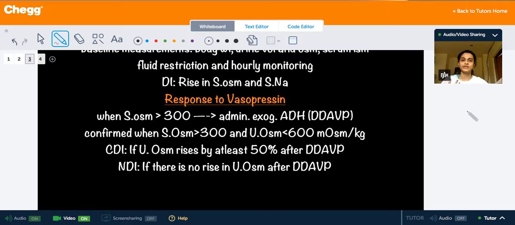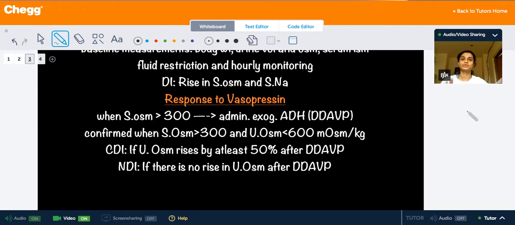But once you've diagnosed DI in a patient, if it is nephrogenic DI, then even if you administer ADH from the outside, even after exogenous administration of DDAVP, there's going to be no change, no rise in the urine osmolarity, because as we know, the main problem in nephrogenic DI is that there's reduced response to ADH in the kidneys. So nothing is going to happen.